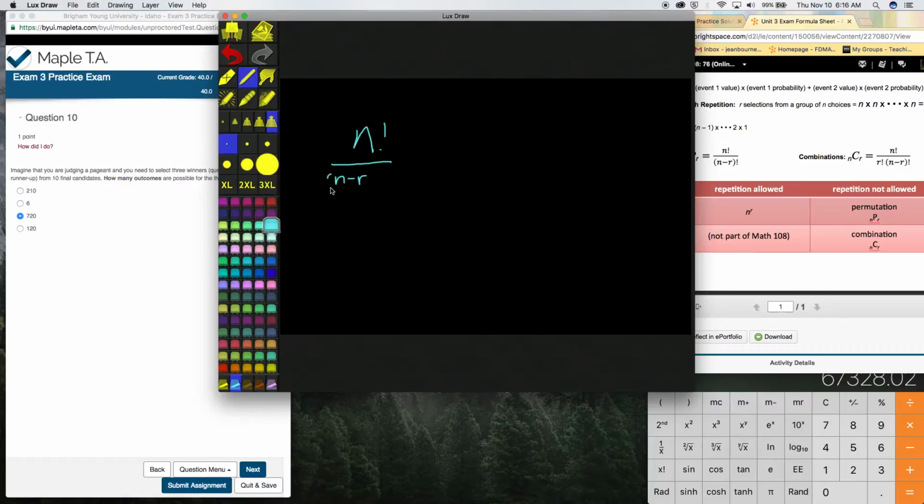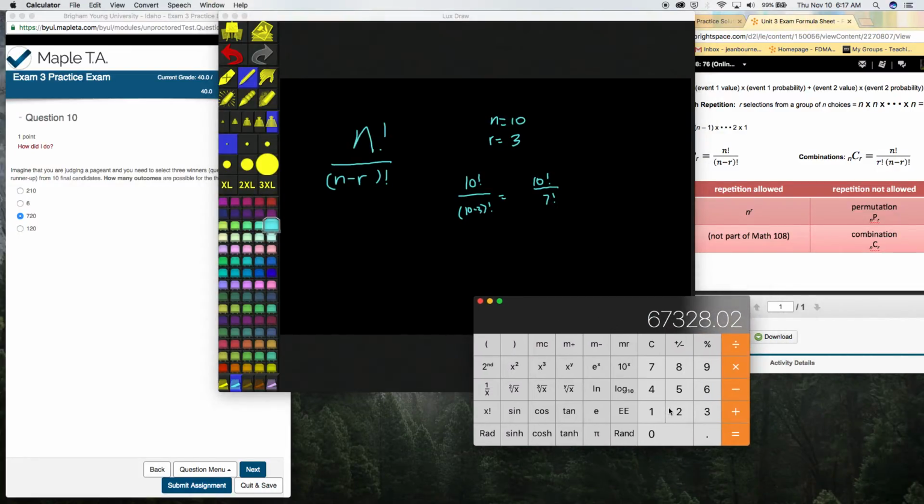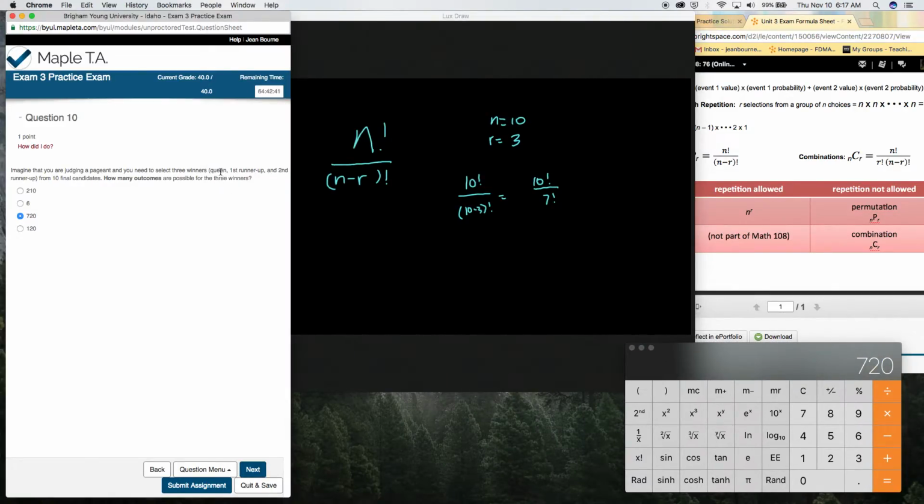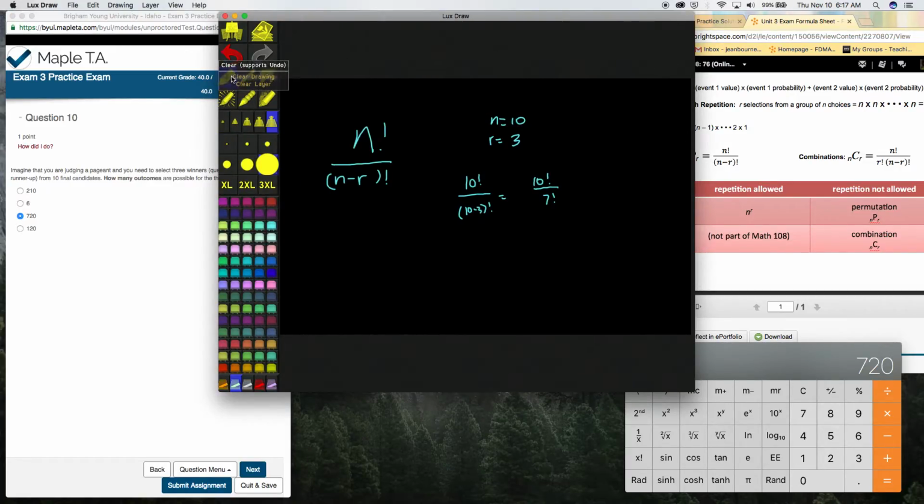n over n minus r. Again, n is going to be 10 in this case. That's the number we're choosing from. And then r is going to be the number that we actually pick, which is 3. So then I have 10 over 10 minus 3, which is 10 over 7. So then I just use 10 factorial divided by 7 factorial. And I get 720. It's kind of incredible that out of 10 people and 3 slots, there are 720 different things. It's amazing.